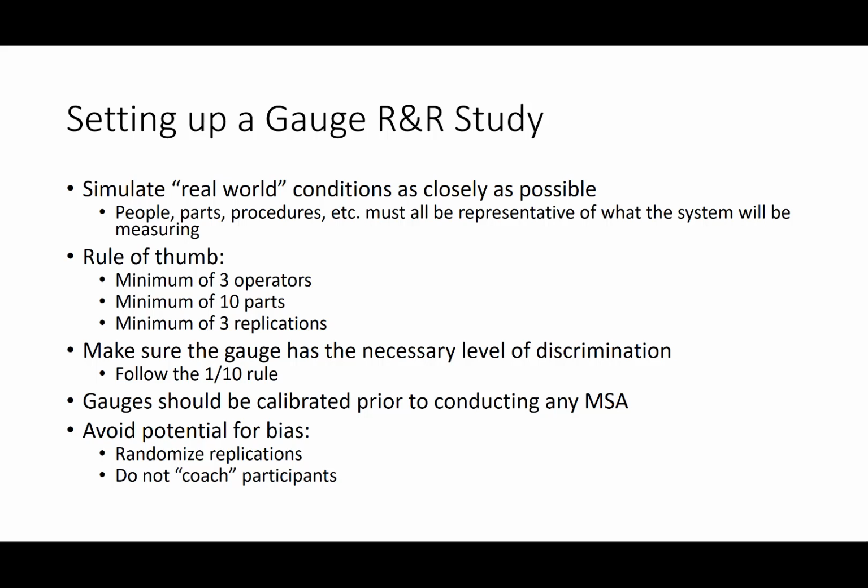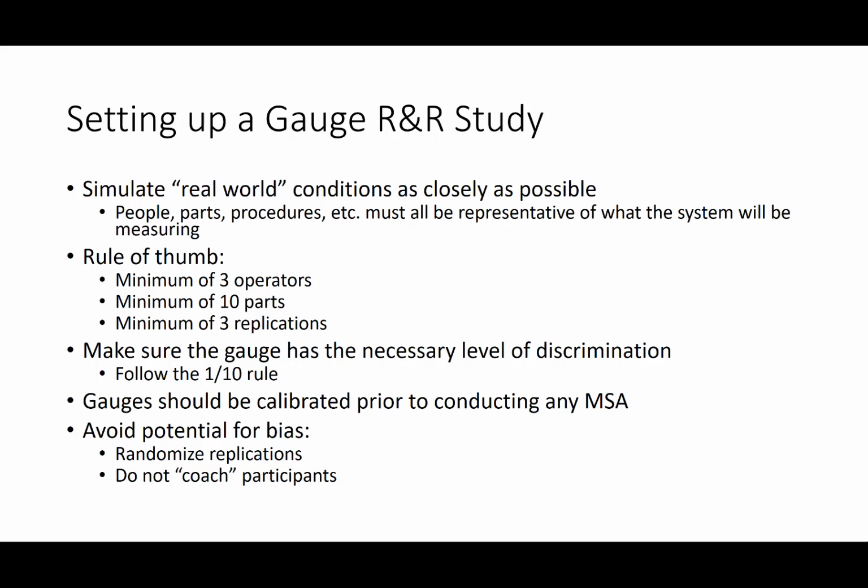It's important to follow the gauge discrimination level of the 1 to 10 rule. The 1 to 10 rule states that your gauge should be able to discriminate at least 10-fold better than the tolerance that you are trying to measure to. So if your tolerance is plus or minus an inch, you should be able to have a gauge that can measure plus or minus 1/10 of an inch. The gauges should always be calibrated prior to conducting any measurement systems analysis. And then avoid potential for bias.